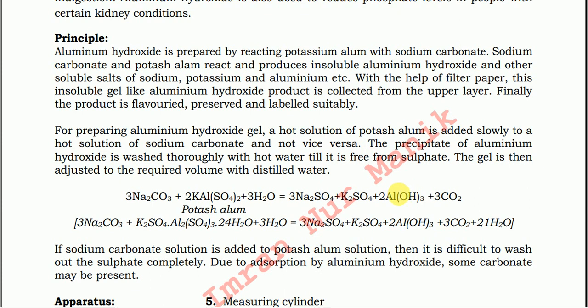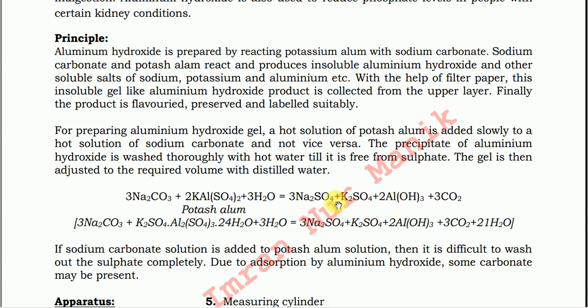And after the production, we can use hot water for washing away the sodium sulphate and potassium sulphate so that we can get pure aluminum hydroxide gel. So for the preparation of aluminum hydroxide gel, a hot solution of potash alum is prepared, and it is added slowly to a hot solution of sodium carbonate, and after the production of aluminum hydroxide, the solution becomes turbid, and a milky white color generally appears.